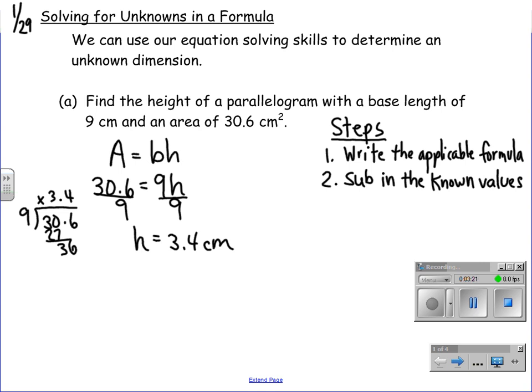Really basic one to start out with. Are you good on that? All right. Step 3, I forgot to write it down, was to solve for the unknown. You got the 3 steps written there? Because the beautiful thing is we're going to follow those 3 steps for all of these. Moving on.